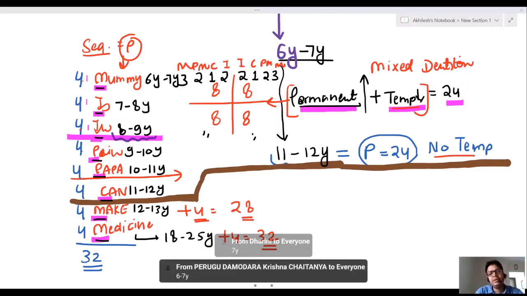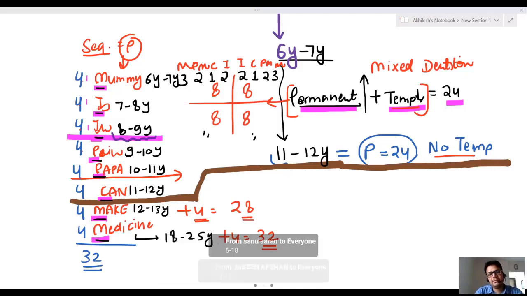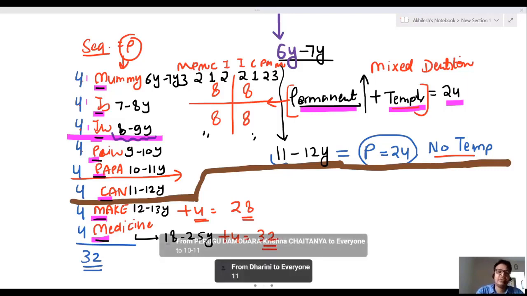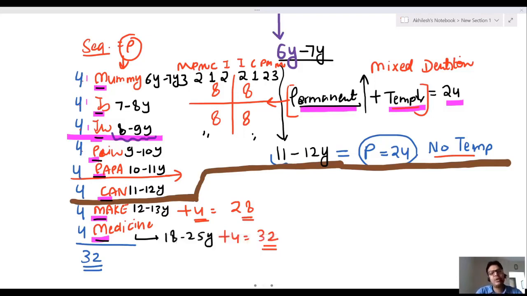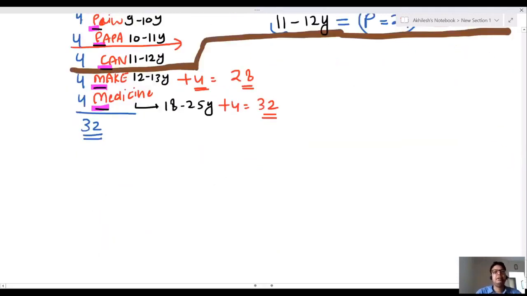6 to 7, to 11 to 12. You can take 10 to 11 or 11 to 12. It's okay, you can say till 12. Till 11 will be the best answer, because from 11 to 12 you only have permanent teeth. This is not mixed. Very good.